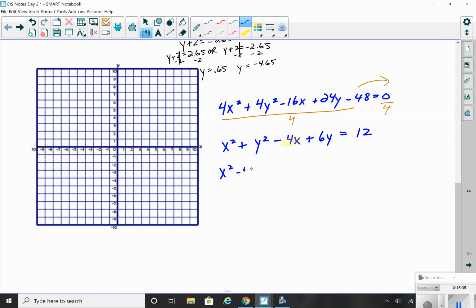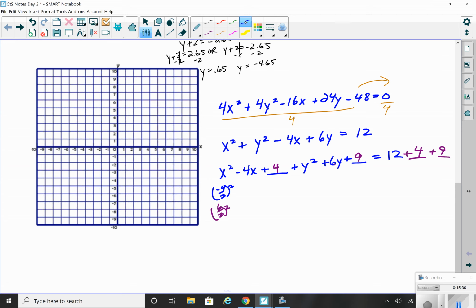So I'm going to write it one more time, grouping everything together. x squared minus 4x plus blank, plus y squared plus 6y plus blank, is equal to 12. The first blank: negative 4 divided by 2 is negative 2, and 2 squared is 4. So I'm going to add 4 on the left side and the right side. For my y terms, I have 6 divided by 2 is 3, and 3 squared is 9. So I'm going to add 9 on the right and left sides of that equation.